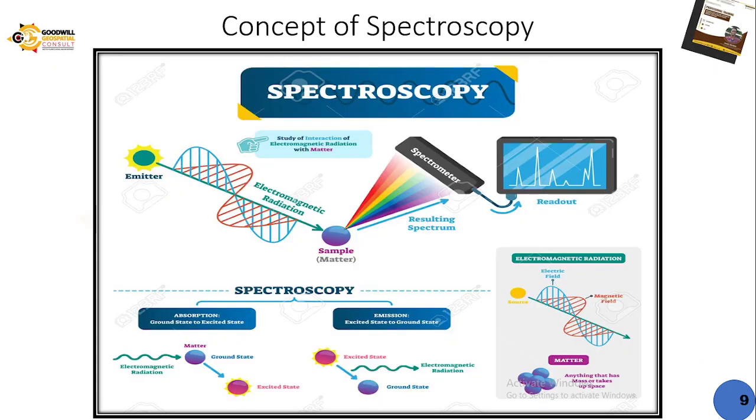Now we delve into the concept of spectrometry, or spectroscopy, sorry. What do we mean by spectroscopy? Spectral means a window of radiations. That's what we call spectra. So we are measuring the wavelength of radiations across a specified window. That's what we call spectra.